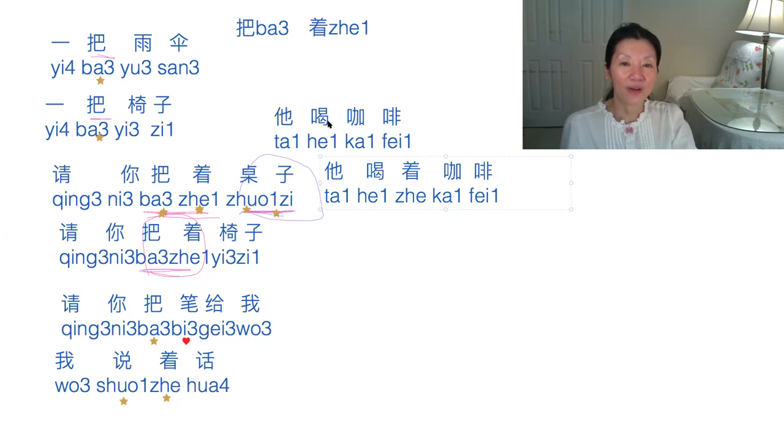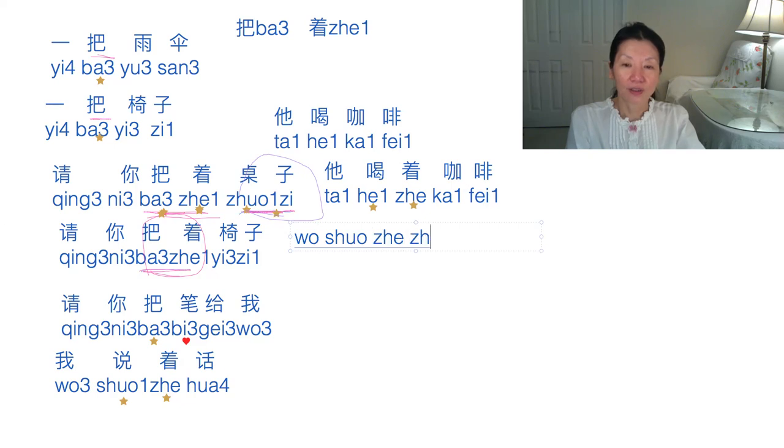How do we know here? After a verb, right? After a verb, if you plus the 着, it means ing, because 着 is ing, means now. 他喝着 together. 他喝着 what? 咖啡. 他说着中文. 他看着书. Okay, let's type in those sentences. 他, okay, I can say 我说着中文.